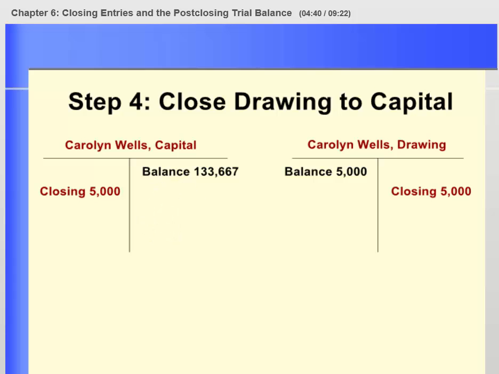We need to debit Carolyn Wells' capital for $5,000 and credit Carolyn Wells' drawing for $5,000 to close it to zero. After making the credit to the drawing account, its balance is zero and the capital account has been reduced by the withdrawals made during the period. This was another goal of the closing process, to update the owner's capital account.